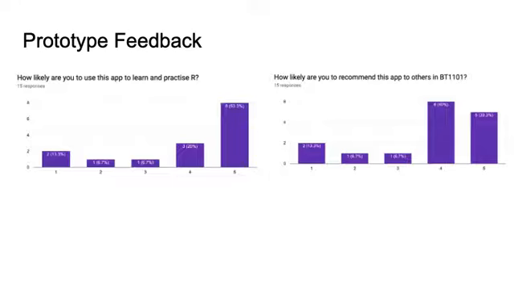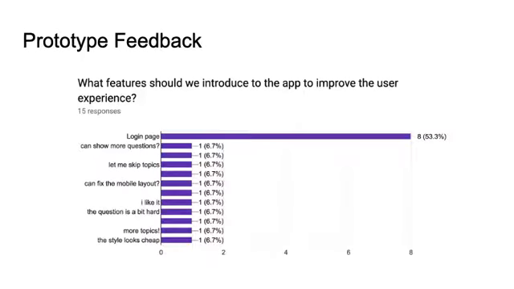So subsequently we developed a basic prototype and we tested this with some of them and this is what we gathered. A good majority of them are keen to use this app to help them learn and practice R, and a good majority of them are also pretty likely to recommend this app to their friends. Now we also asked them what features they'd be keen to have in the app so that the user experience could be better. And we added the option of a login page because we were keen to add it to the app, and we've gathered some positive feedback for the login page.